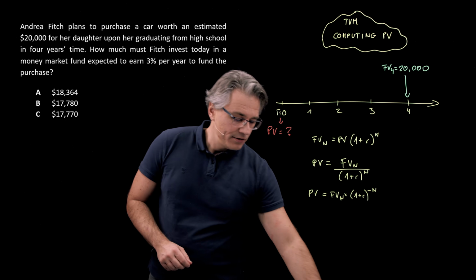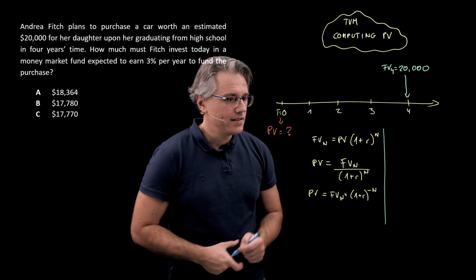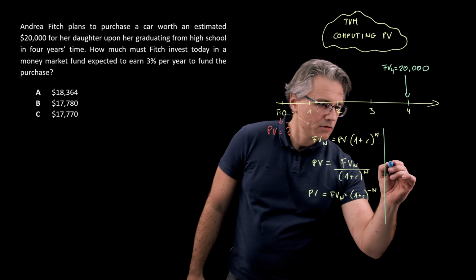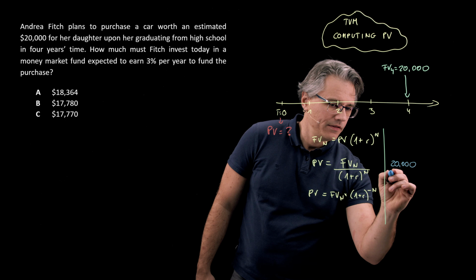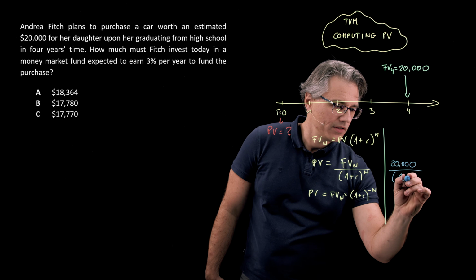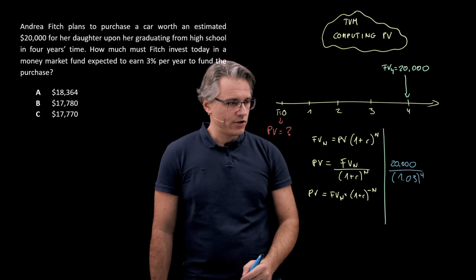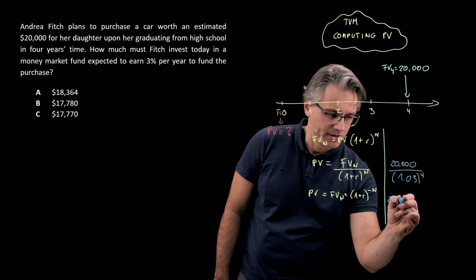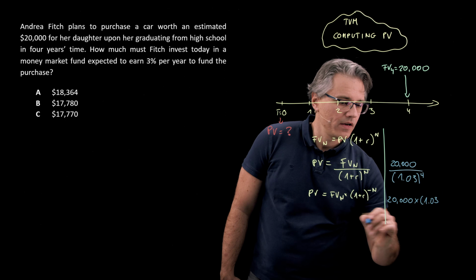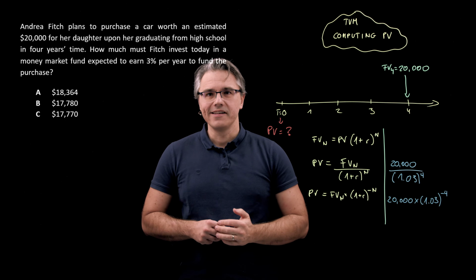If we now use the data from the question to perform the relevant computations, we're going to have PV equal to 20,000 divided by 1 plus r. Well, r was 3% in this question, so 1.03 to the power of 4, or alternatively, using this expression, which should absolutely yield the same result, 20,000 times 1.03 to the power of minus 4. Let's try to do both things on the calculator.